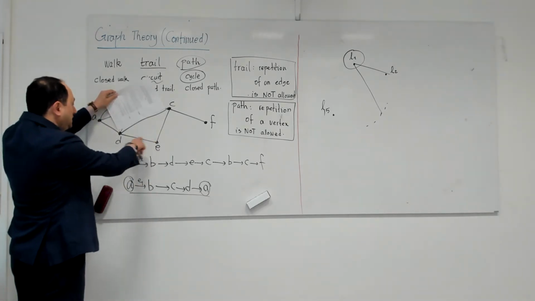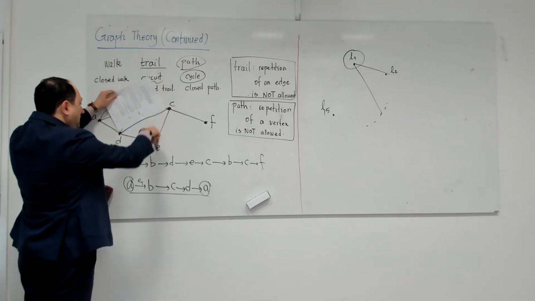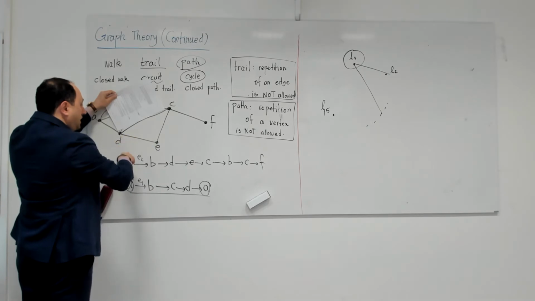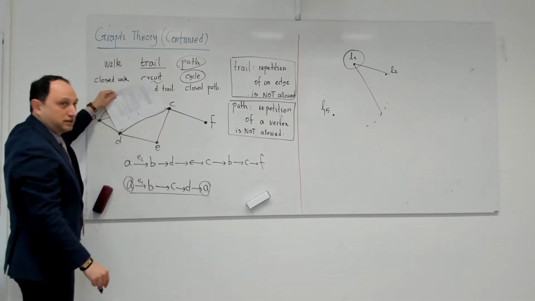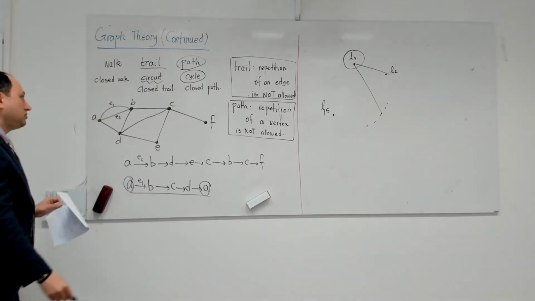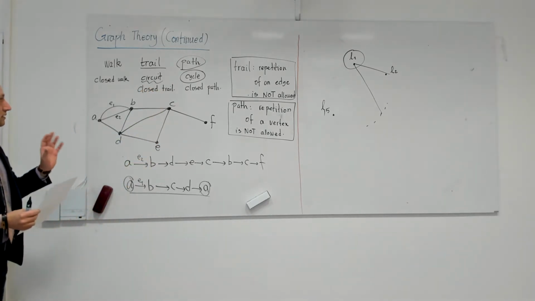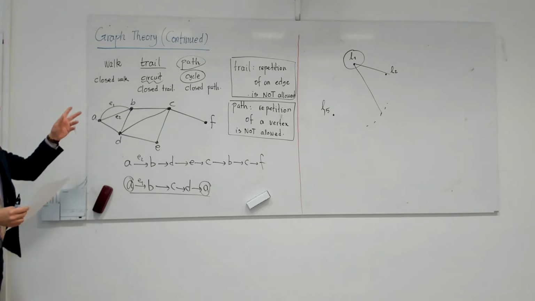For example, E, D, C, E again. So if I ask you what is the length of this cycle, you would say the length is 3, the number of edges. Okay? So usually this is the case. When we talk about a circuit, it's always something that we need to know, that we have at least one edge.